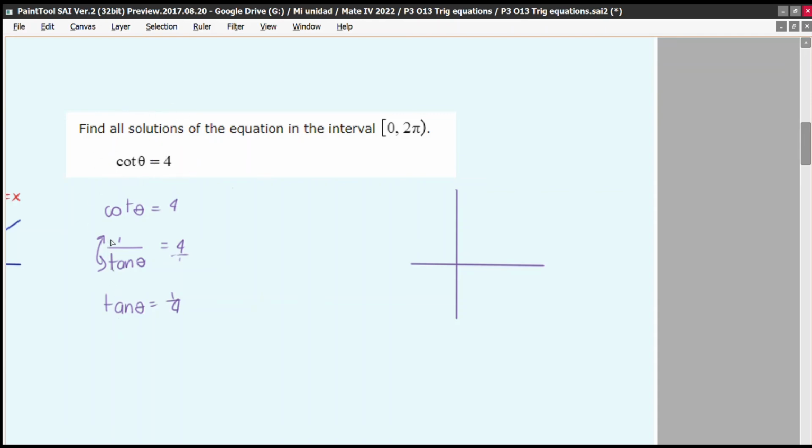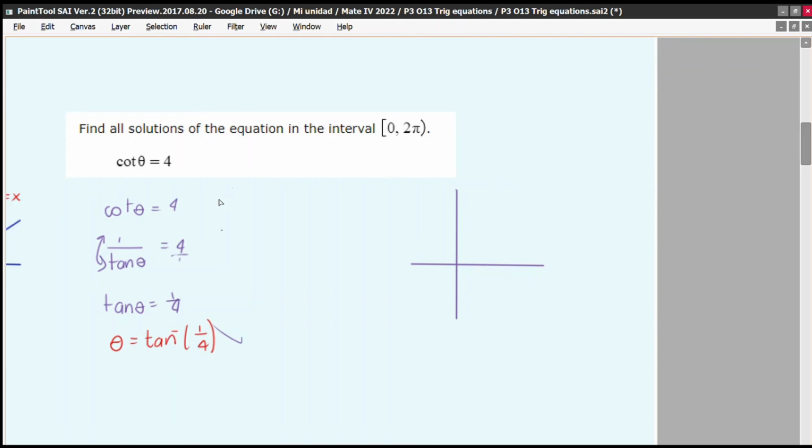So this is the equation that I'm going to work with. And by now you should know that theta should be tangent inverse of 1/4. I skipped an initial step. Okay, perfect. That is my reference angle, but I haven't checked where my solutions are going to live.